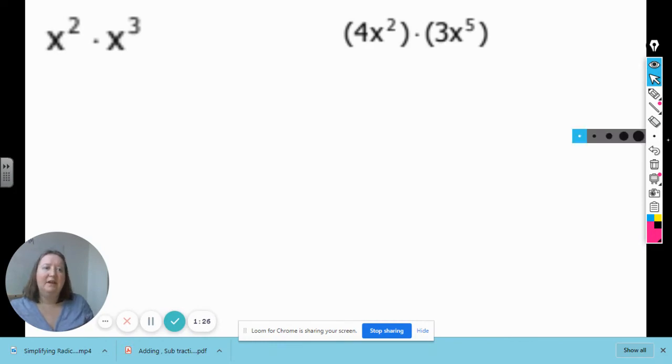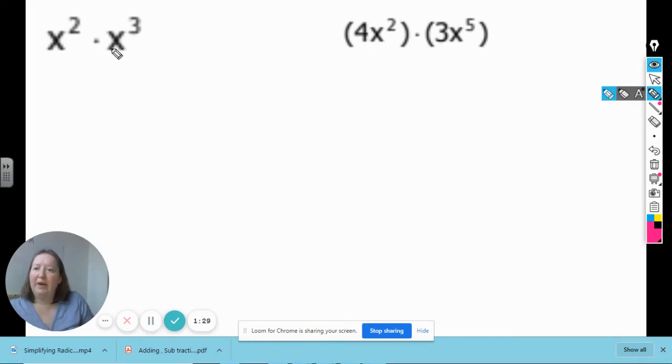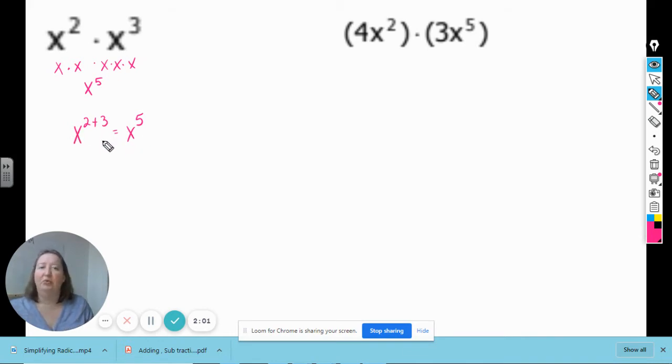So let's do this a couple of different ways. One way is to expand it. That's x times x, and then this part is x times x times x. So 3 x's. Altogether, that's x to the 1, 2, 3, 4, 5, fifth. Another way you could do it is keep the base and add the exponents. I like the expanded method, it makes more sense to me, but this is true. This is going by the rule.